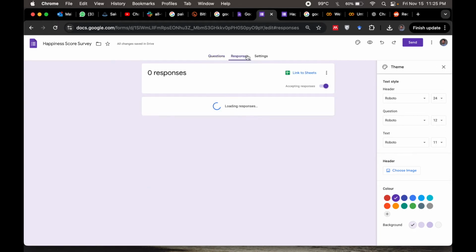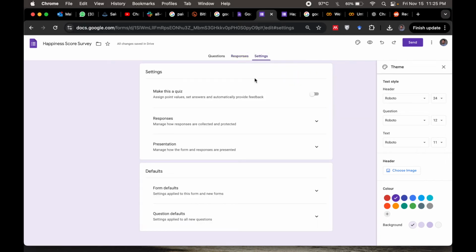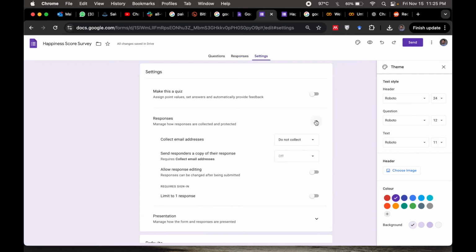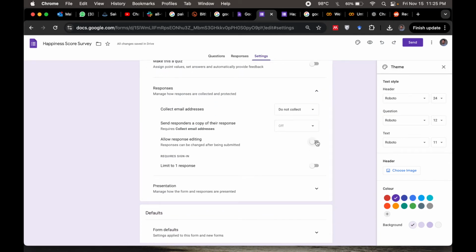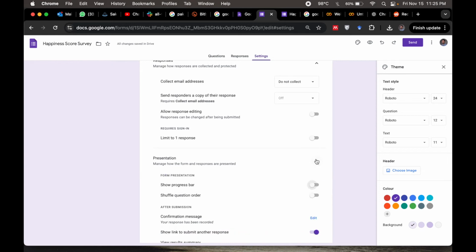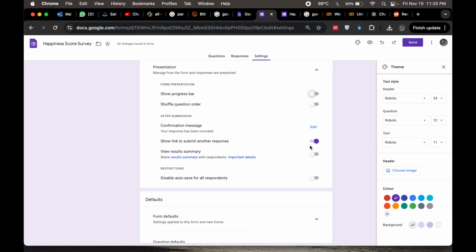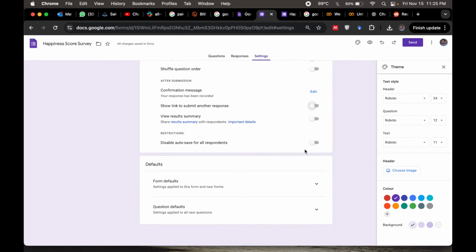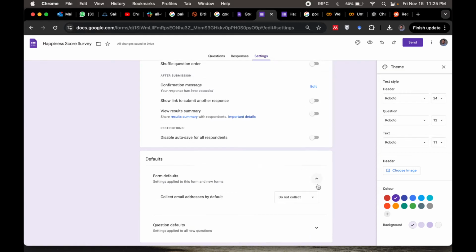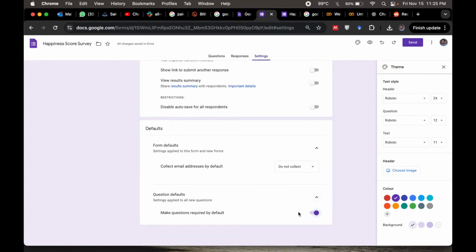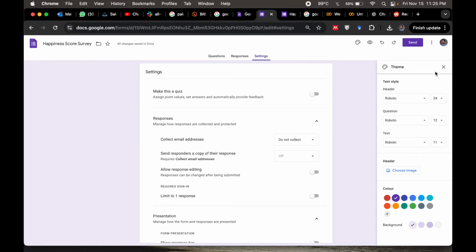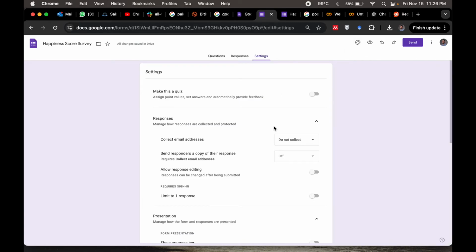Once you're done with this, you could choose a bunch of settings. Yes, you're accepting responses. Make sure this is ticked. It's not a quiz. You don't want to collect emails. It's a good habit to keep it anonymous. Do not allow response editing. It's only one question, no need to show progress or shuffle, etc. Show link to submit another response? Not really. They already had the one link to submit it. That's fine. Do not collect email addresses, and make questions required by default. So you're pretty much all set with the settings right here.